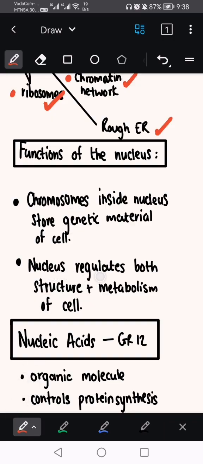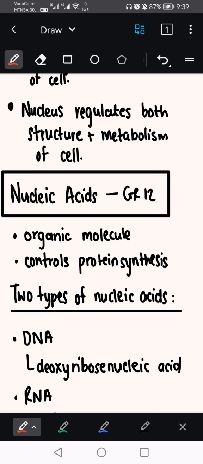Another function is that the nucleus regulates both structure and metabolism of the cell. The nucleus is the organelle that makes sure that the metabolic activities of the cell, like protein synthesis, for example, are being done, or osmoregulation is done within the cell. It also maintains the structural integrity of our cells, so that our cells are not damaged by pathogens and antibodies and all of those types of things which we looked at last year. But simple enough, the nucleus regulates both structure and metabolism of the cell. And that is all the revision that you need to know from grade 10. There's no revision from grade 11.